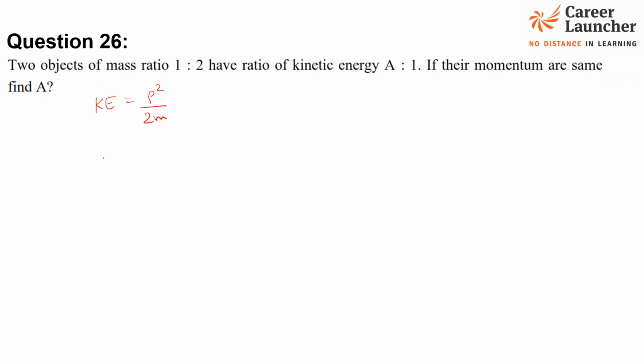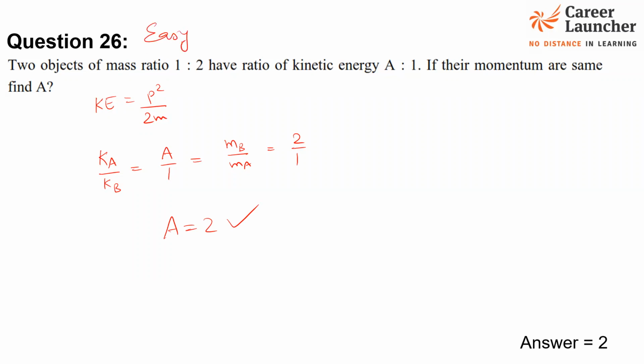Right? So kinetic energy of A upon kinetic energy of B is A upon 1, and that will be given as mass of B upon mass of A, which is 2 upon 1. So comparing these two, I can simply say that my answer is A equals 2. It's as simple as that.